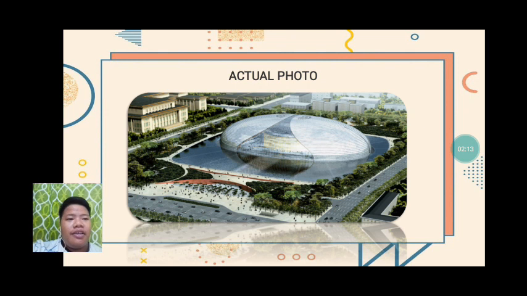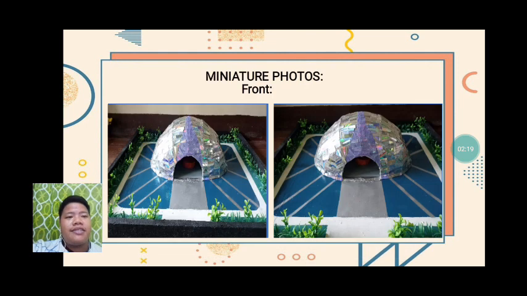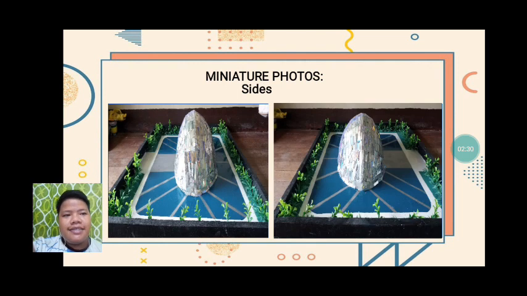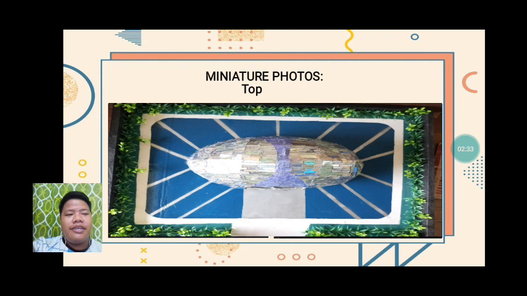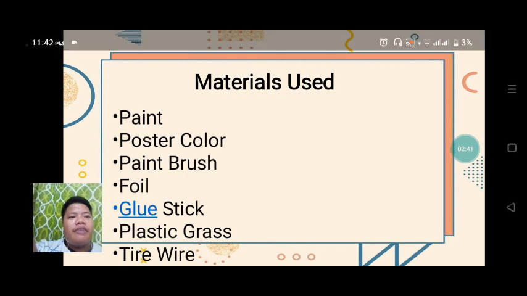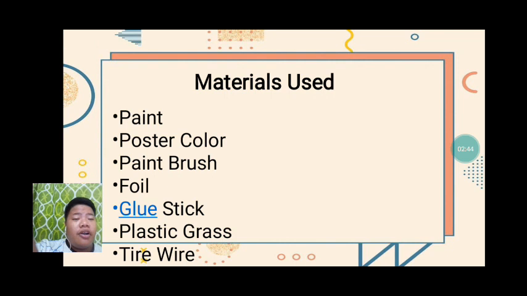Next slide is the actual photo of our landmark. Next are the photos of our miniature in front view, the back view, the sides, and lastly our top view of our miniature. Next slide are the materials that we used: paint, poster color, paintbrush, foil, glue stick, plastic grass, and tire wire.